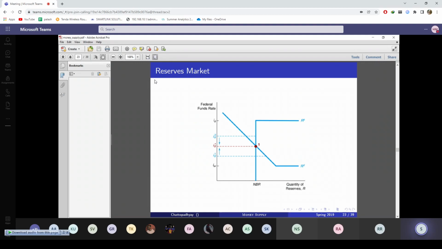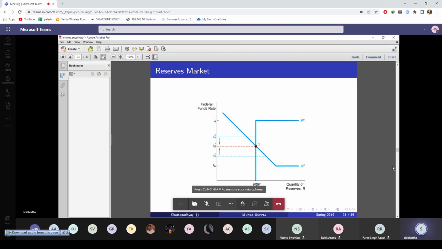It basically says when the interest rate rises, reserves fall. And this NBR is known as non-borrowed reserves. There are two types of reserves: borrowed reserves and non-borrowed reserves. Where do borrowed reserves come from? The commercial bank borrows from the central bank. When they borrow something from the central bank, then borrowed reserves come.